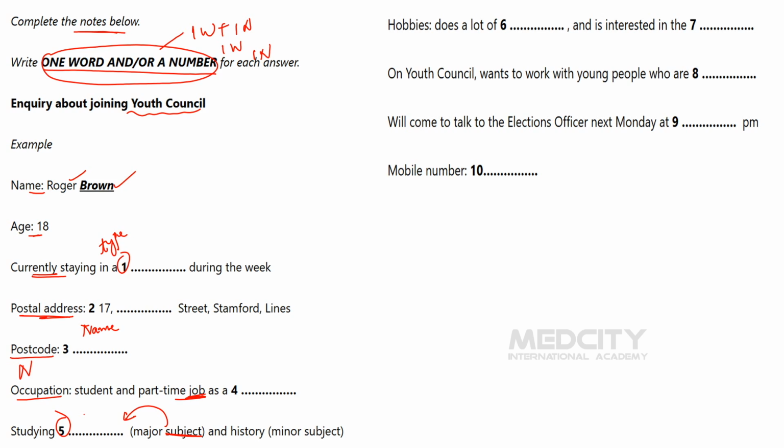The young man's name is Roger Brown, so Brown has been written in the space. Now we shall begin. You should answer the questions as you listen, because you will not hear the recording a second time. Listen carefully and answer questions 1 to 5.